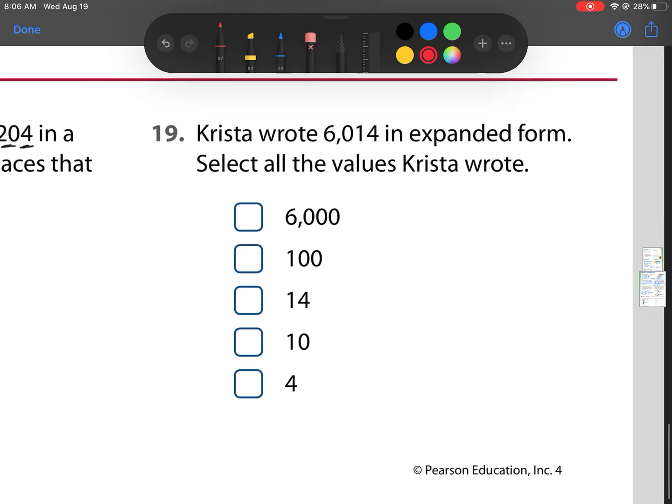Our last question. Krista wrote 6,014 in expanded form. Select all the values Krista wrote. Well, that will be 6,000 plus, and I don't have anything for the hundreds, so then my next place value is a 10, and my next place value is a 4. So I'm going to see which one of these there are. So I see a 6,000 here. I see a 4 here, and I see a 10 here. The reason why we're not picking this one is there was no hundreds, and 14, remember, we have to break it up into its place values.